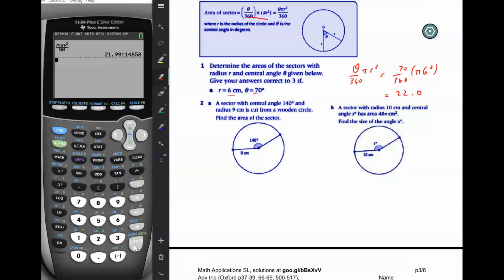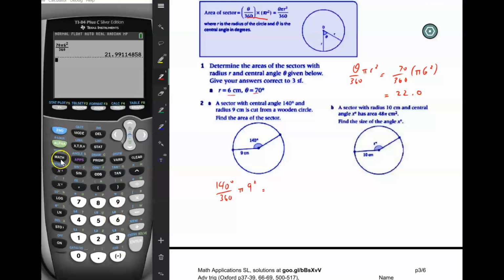All right, a sector with central angle 140 degrees and the radius 9 is cut from a wooden circle. Find the area of the sector. Okay, so they even drew a picture for us. We don't even need to read the text. So basically, we're going to put the angle 140 degrees divided by 360 multiplied times pi r squared. So it would be like that.